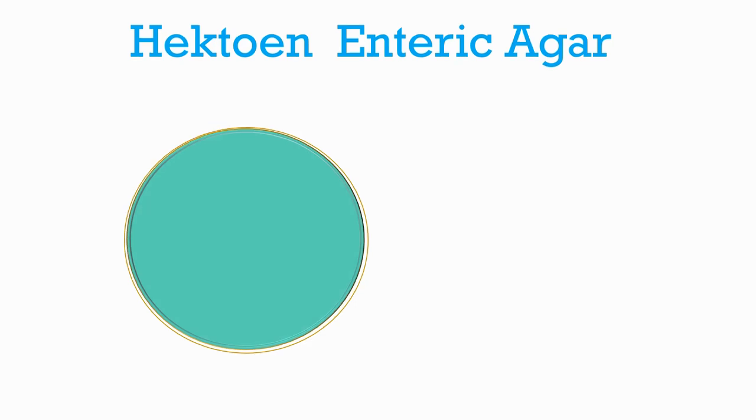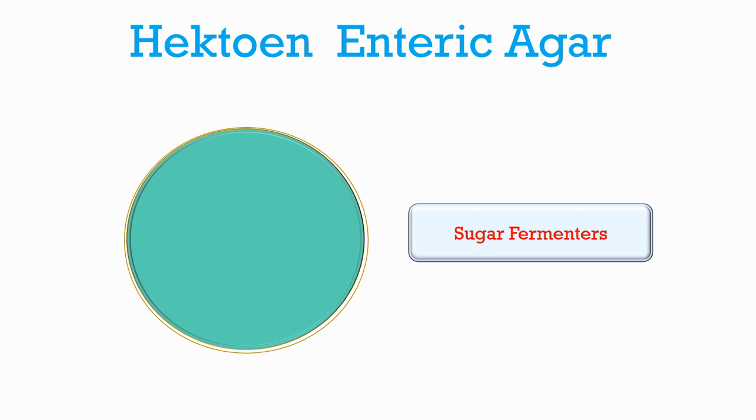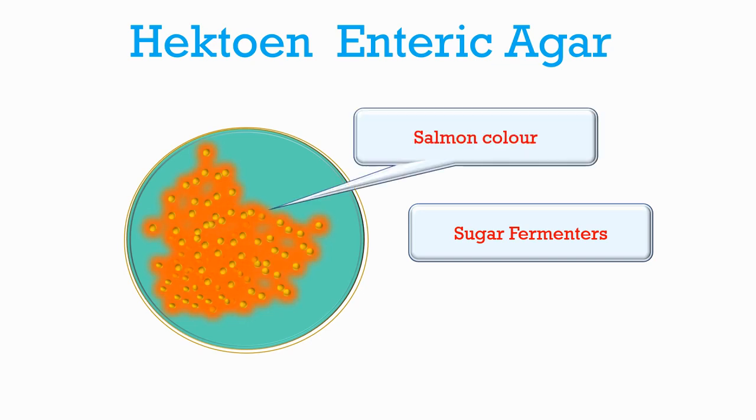Differentiation is created by the fermentation of lactose, sucrose and salicin by the coliforms and production of acid that changes the color of the medium from blue to yellow. Reddish or salmon colored colonies are shown by commensal coliforms.